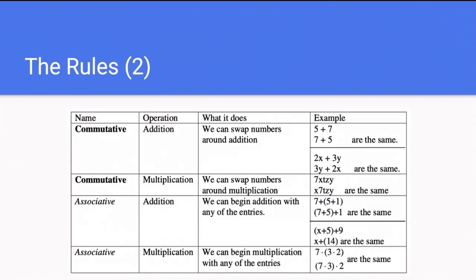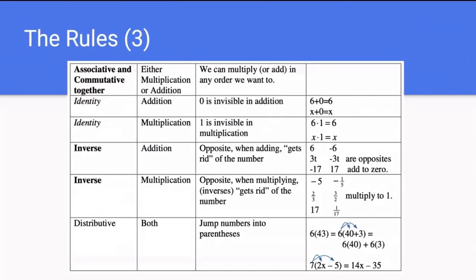So first, commutative addition and multiplication. It's when you swap the numbers around and you're going to get the same product. Associative is addition: you could swap the addition around and the multiplication around, the parentheses. It's still going to have the same product and answer. Okay, continuing on to the next rules.